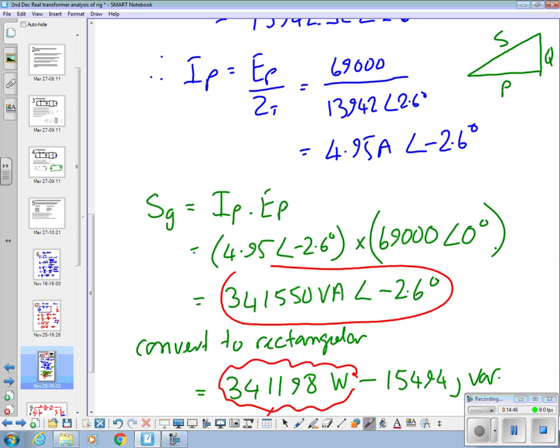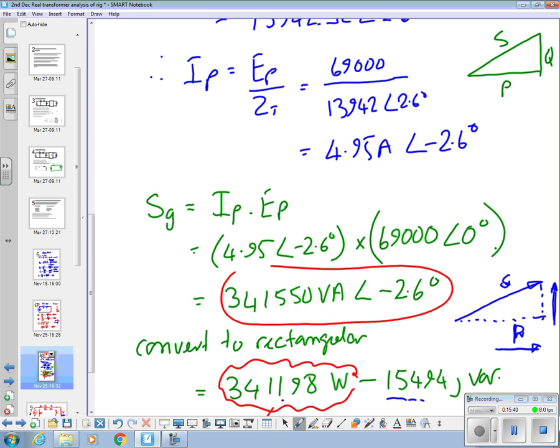So we get 341,550 VA. Remember what that is? That is a resultant S in a power triangle, which is made up of a Q and a P. So this is a horizontal component here, vertical component here. If we turn that into a rectangular Cartesian number with our calculator, the real part is how many watts, how much real active power we're getting out of the generator to this system. There's the real part, there's the imaginary part.